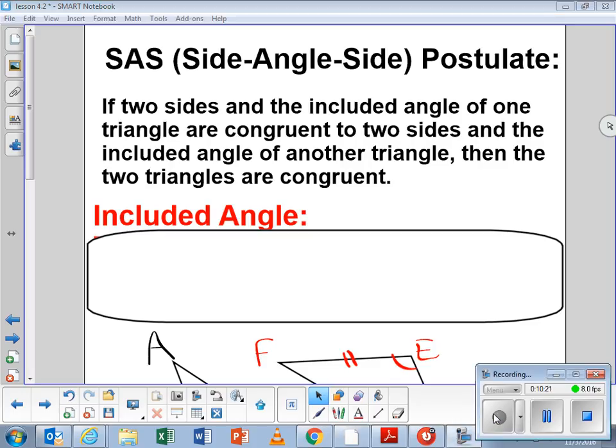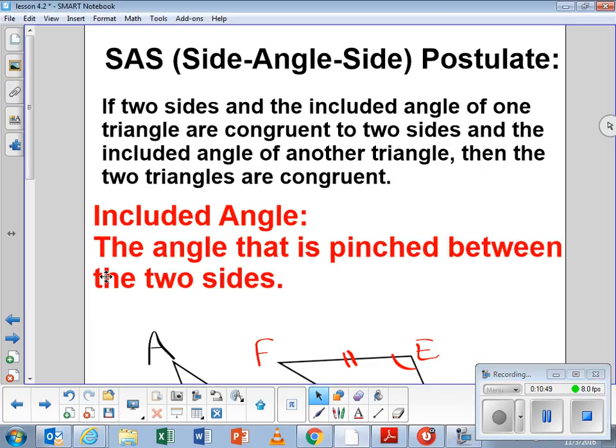So, what term in this definition looks strange to you? What's that? Included. Okay? Included. In fact, you probably see there in your notes, we're going to talk about what included means. Because if you don't understand the definition of included, then what's written here doesn't make any sense. Okay? So, two sides and the included angle. Included means the angle that's pinched between the two sides.